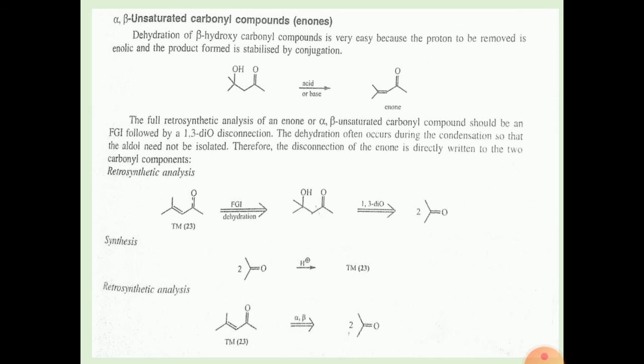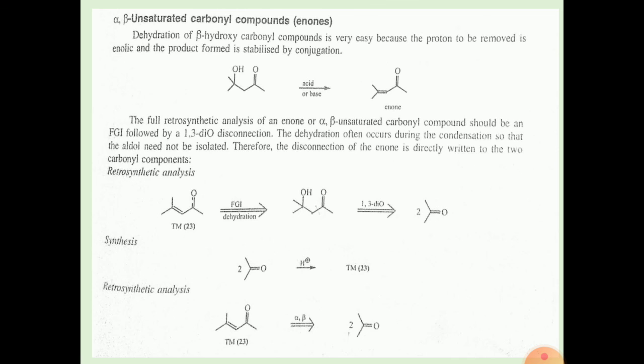Dehydration often occurs during the condensation, so the aldol need not be isolated, and therefore the disconnection of the enone leads directly to the two carbonyl components. The retrosynthetic analysis: firstly, the alpha beta unsaturated target molecule, with the FGI, the functional group interconversion dehydration step, then formation of the beta hydroxy ketone molecule, and then again the 1,3 disconnection, forming two moles of a ketone. In the synthesis, firstly two moles of a ketone are reacted with H+, forming this alpha beta unsaturated ketone molecule.